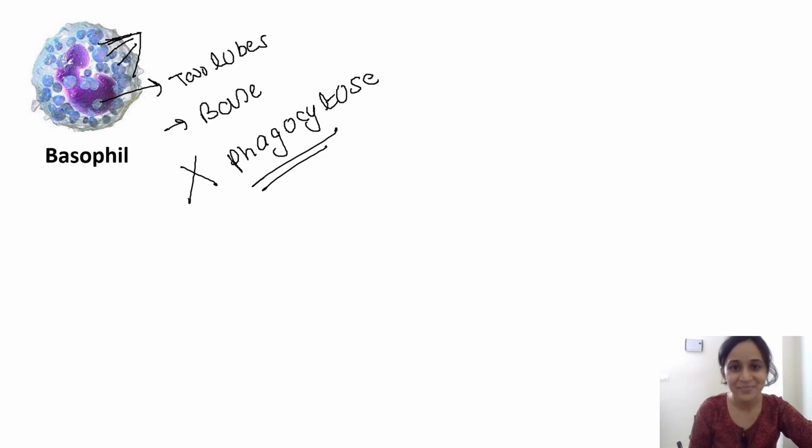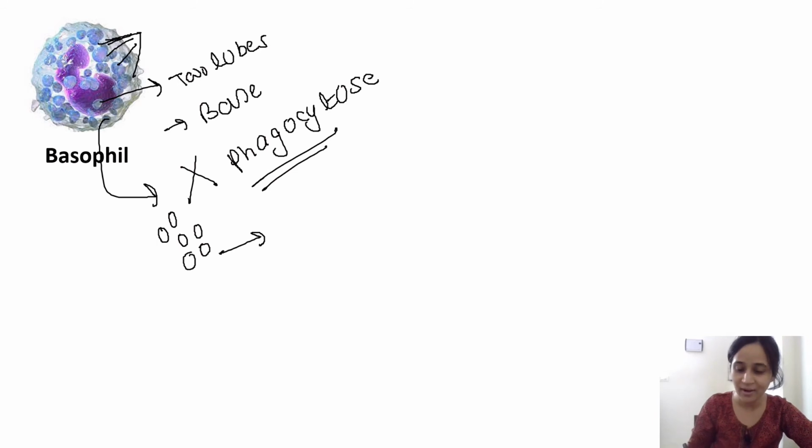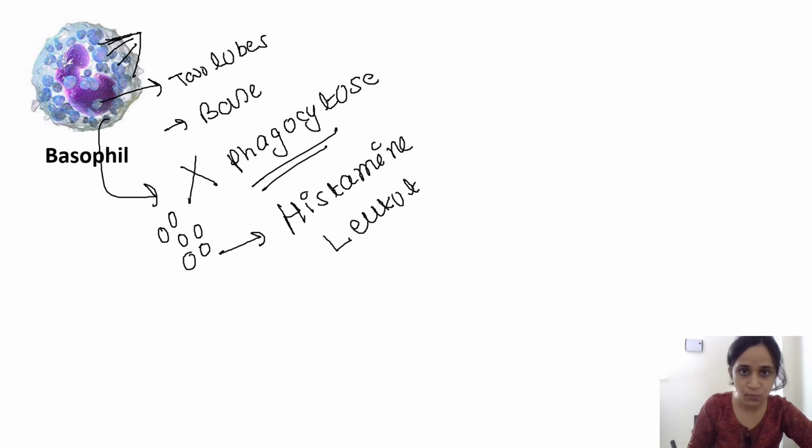Then how do they kill? Instead they secrete granules. I have told you already that numbers of granules are there, and they secrete these granules to perform their immune function. The main important granules that you need to know are histamine and leukotriene. So these are very important granules that are released by basophil.